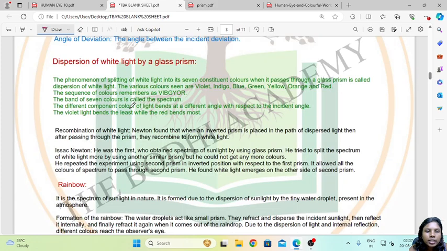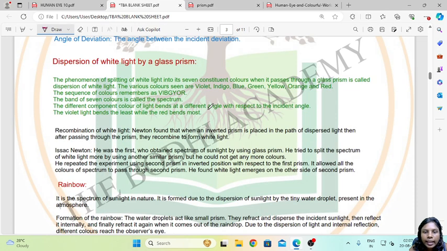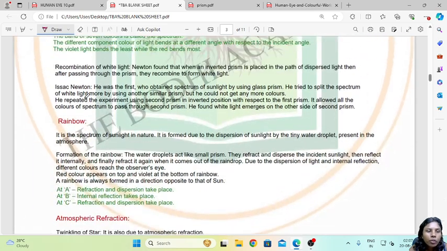The different component colors of light bend at different angles with respect to the incident angle. If you see here, not all the colors are bending at the same angle. The red one has the least bending. Then the bending increases as we move from red to violet. So they are bending at different angles with respect to the incident angle. The red light bends the least while the violet bends the most. Recombination of white light.